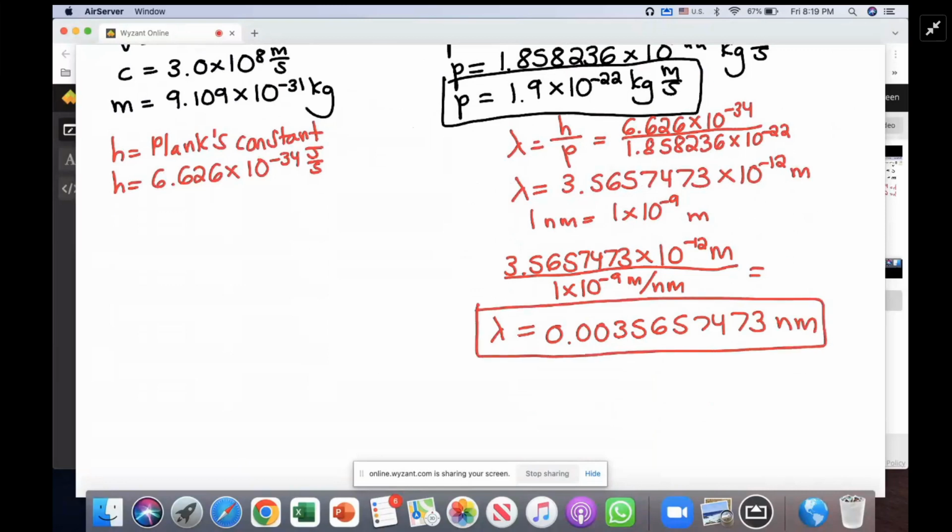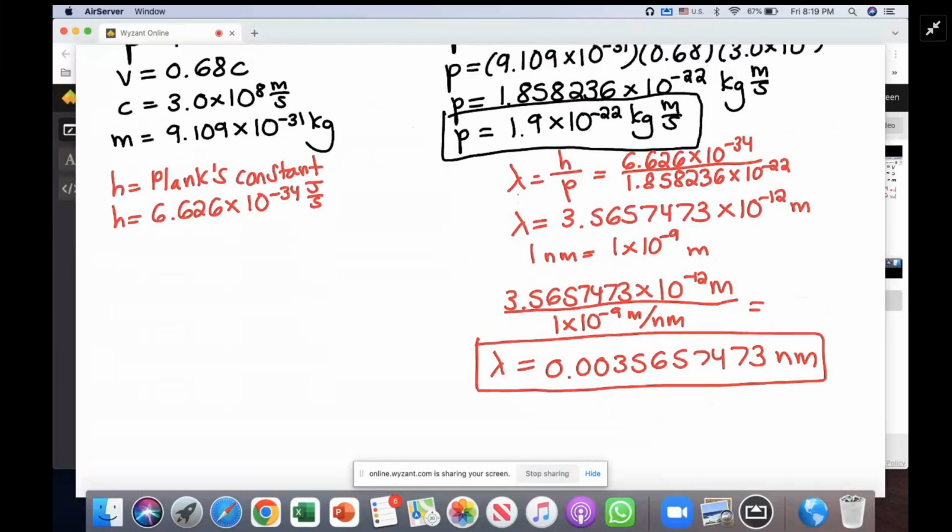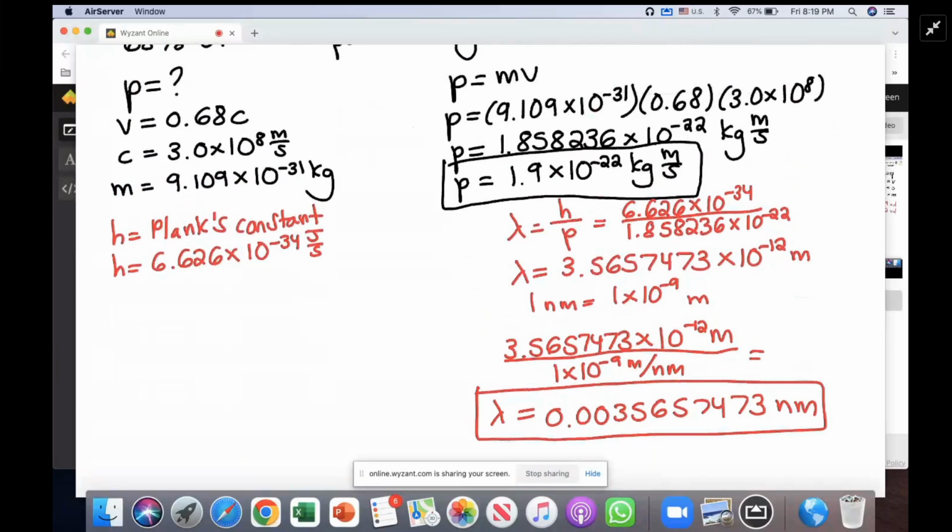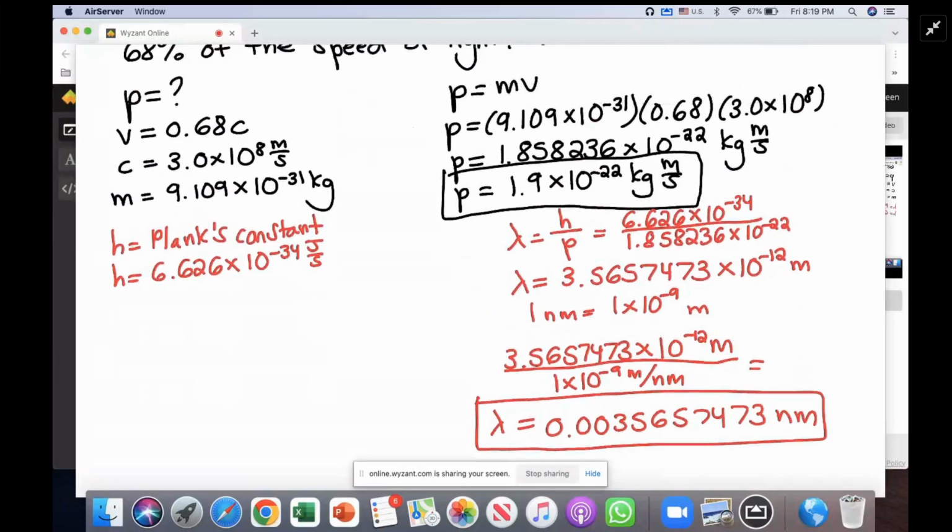So if we want to do the final answer, we will need to use significant figures. And you can go ahead and round that to the correct number of sig figs, but this is how you would solve the problem.